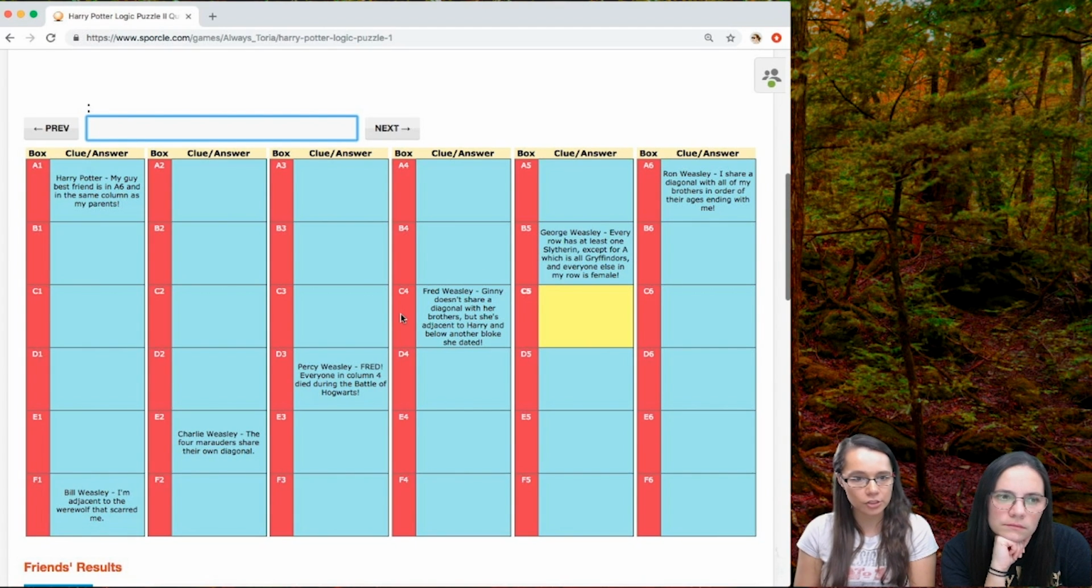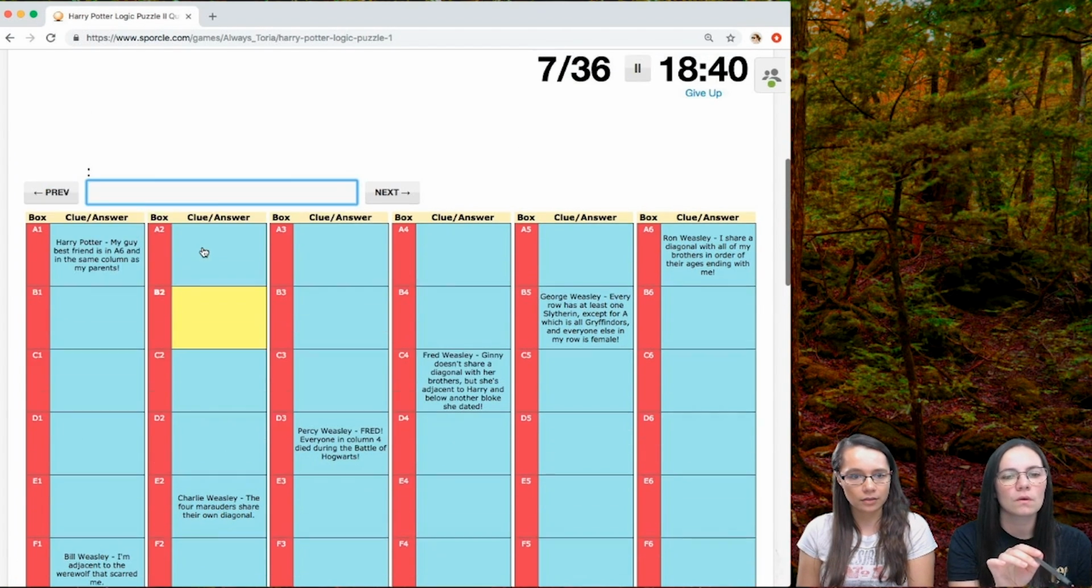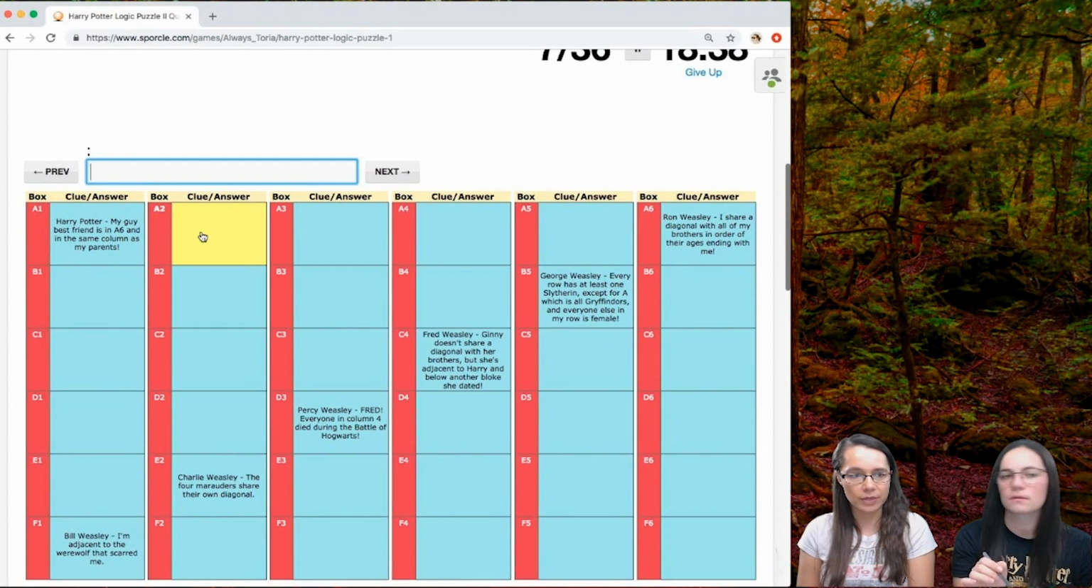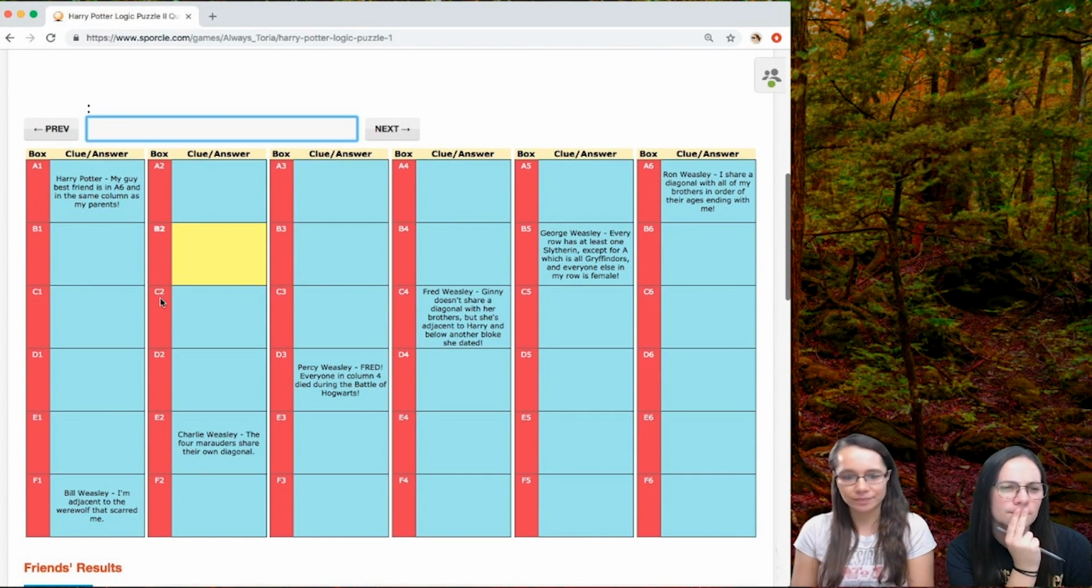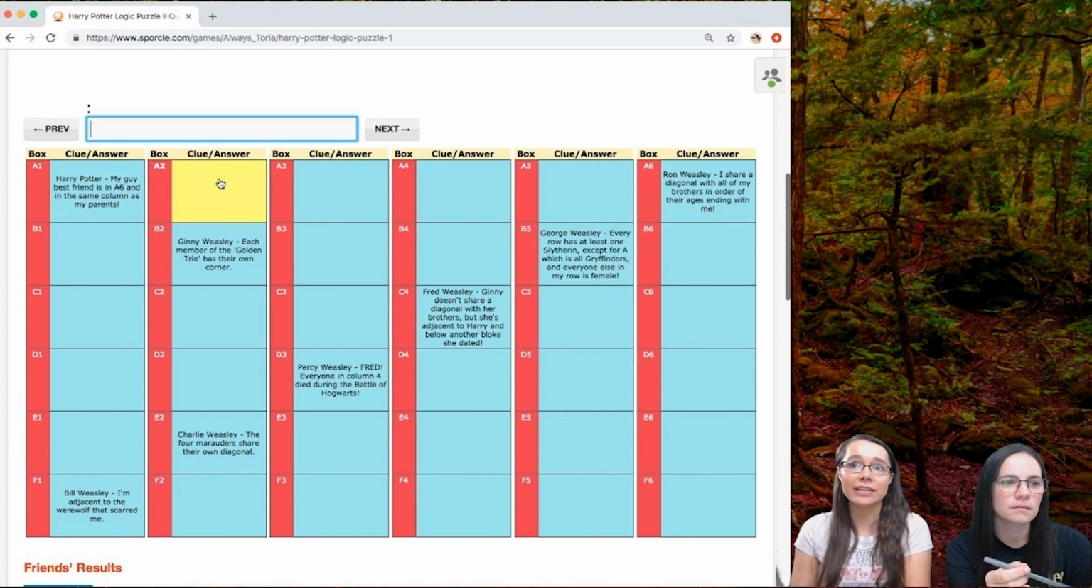Ginny doesn't share a diagonal with her brothers, but she's adjacent to Harry and below another bloke she dated. So that means she has to be in B2 because... Why would she have to be there? She could be next to Harry. But she's below someone she dated. Then who would she be below? Oh, I was reading it backwards. I thought it meant like Dean was below her. Oh, no. I think that she has to be there. Yeah, I think you're right. So that one is either Dean or Michael.